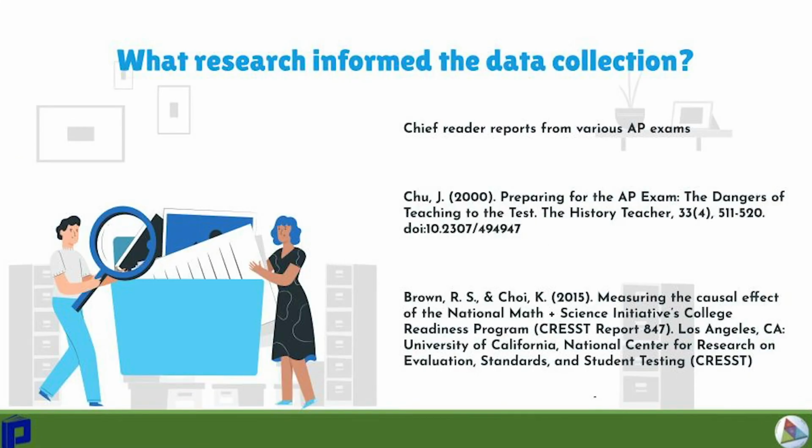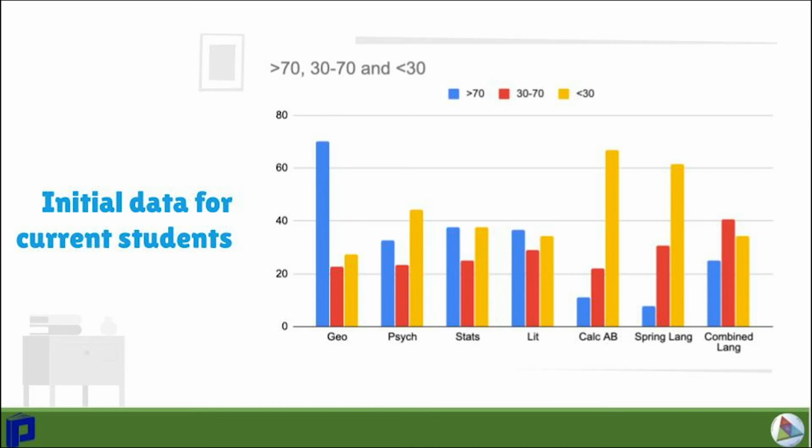We looked at a variety of research to inform the data collection that we did, including the chief reader reports from various AP exams and research articles that were done on using certain strategies in AP courses. As we started to go beyond how our students had done last year on the AP exam and look at this year's students, some of the most interesting findings were that there was a bigger difference in the predictor scores than we thought that there was going to be.